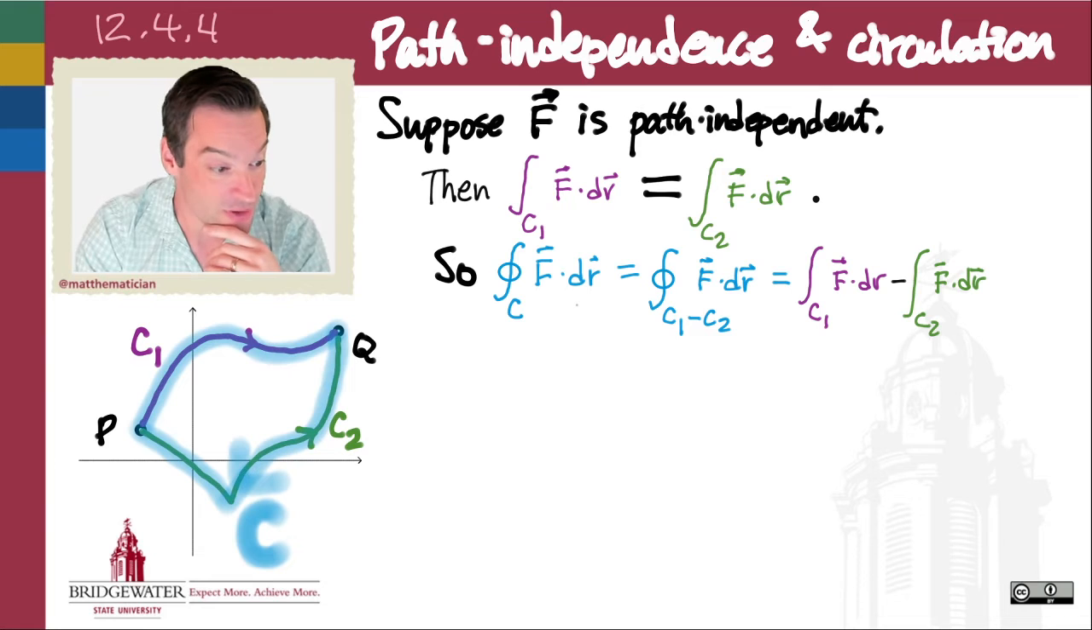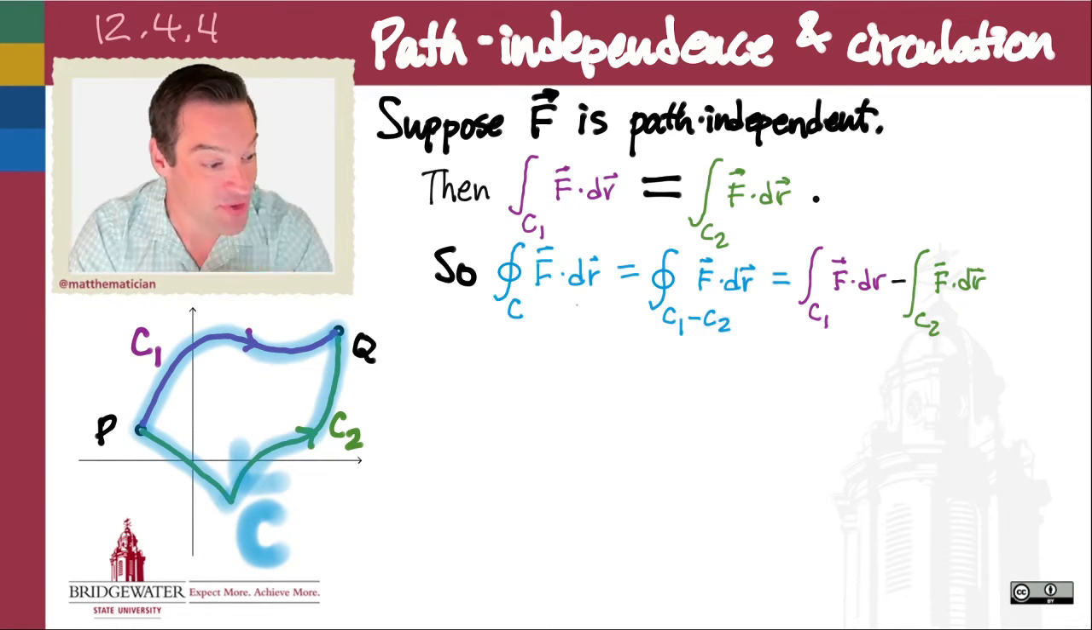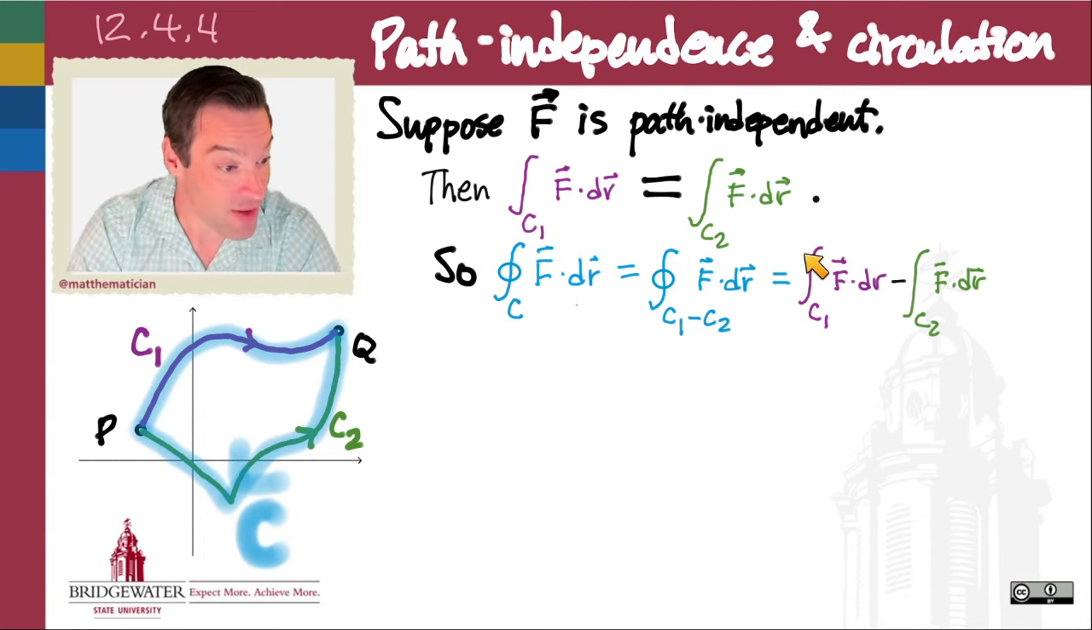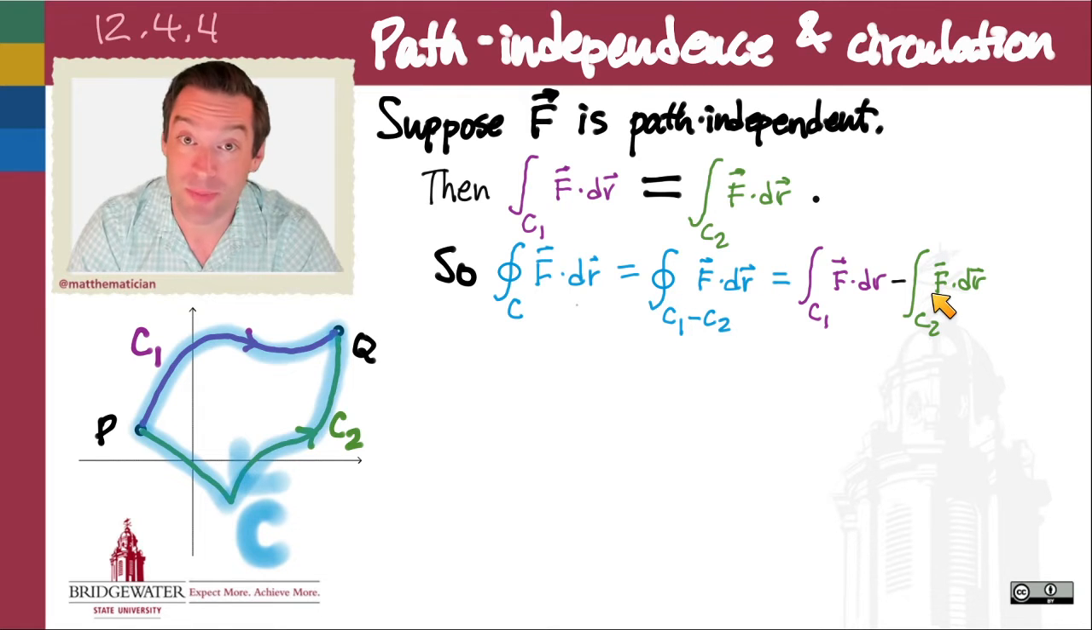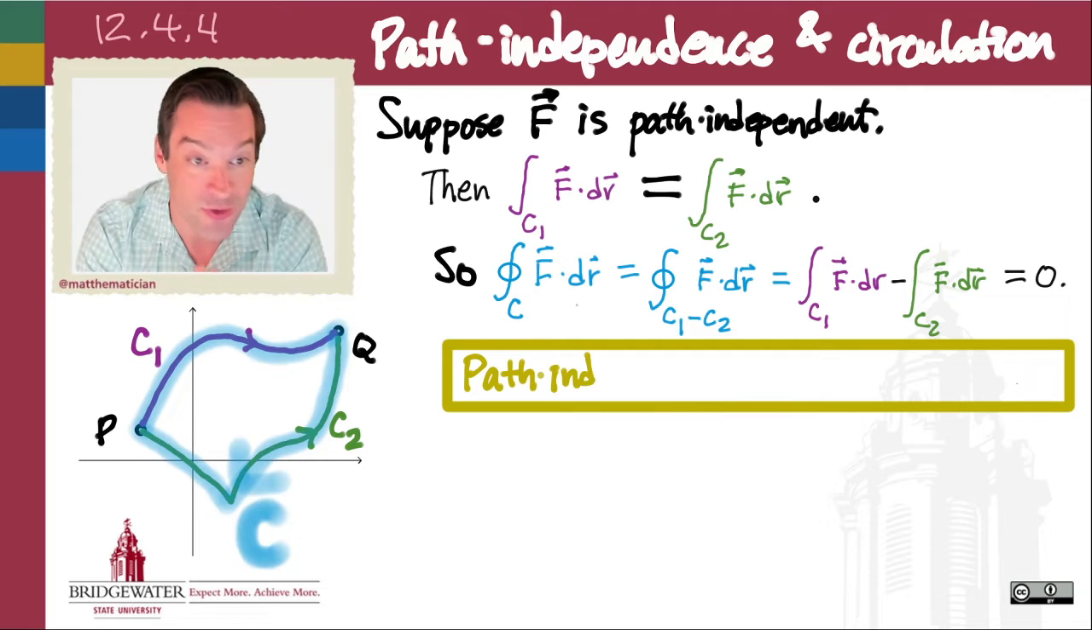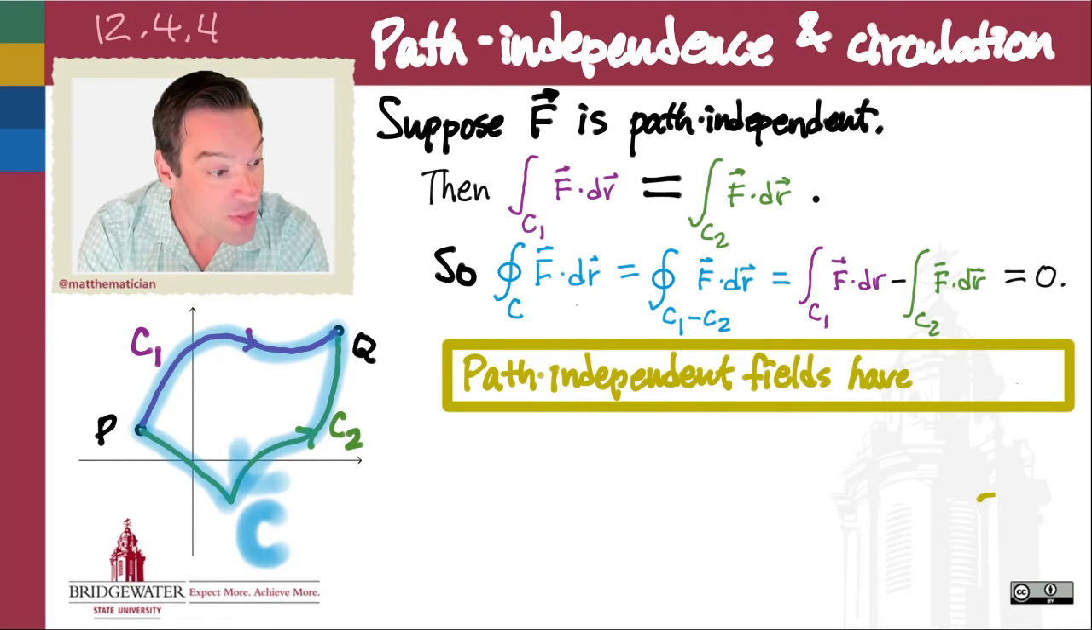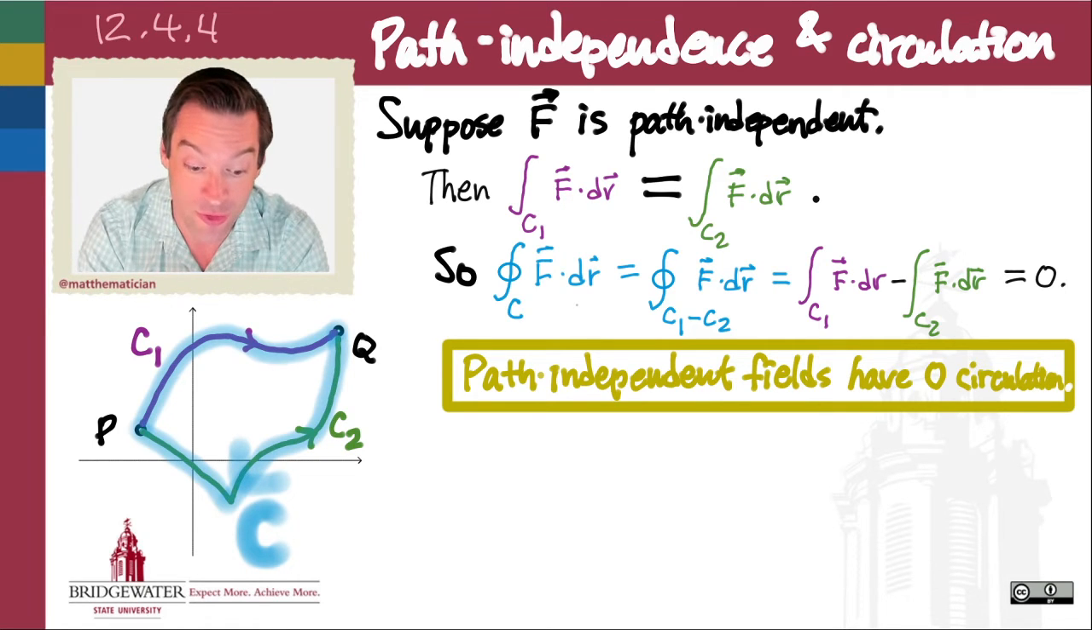But what is that difference going to equal, given what we know about the path independence of this vector field? Because we said that they were the same, because of path independence, this first integral and this second integral are the integrals from P to Q along 2 different paths, but those are equal to one another because of path independence. So when I subtract them, the difference is equal to 0. And so what this convinces us is that if we start with a path-independent vector field and we look at the circulation along a closed curve of that vector field, that circulation is always going to be 0. Path-independent vector fields always have 0 circulation around any closed path that we could try to draw.